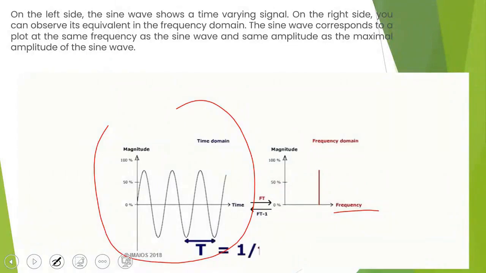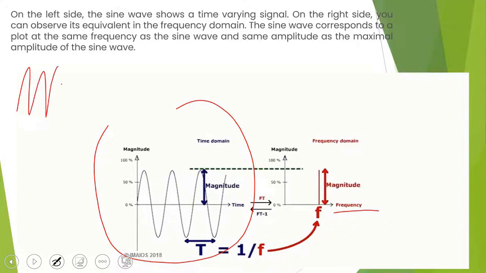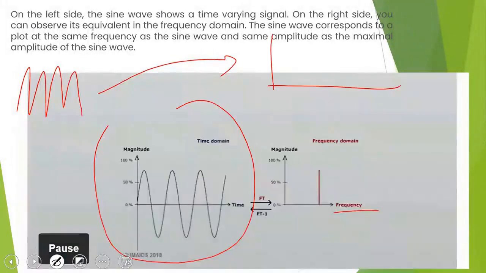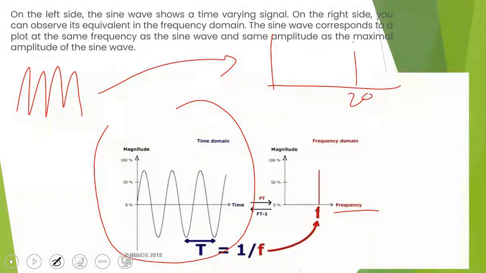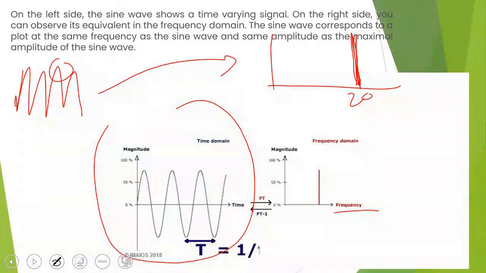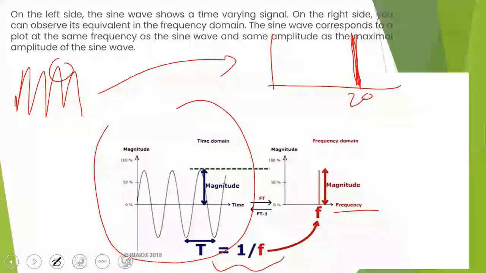For example, if I have a frequency of 20 cycles per second, it is represented on the curve as 20. Now, the height of this frequency is related to the magnitude or amplitude of your signal. This is the conversion process from the time domain to the frequency domain. As you can see, this is done through Fourier transformation.